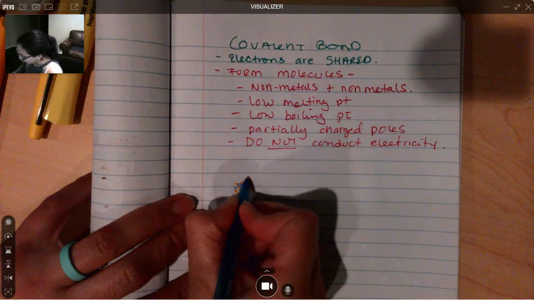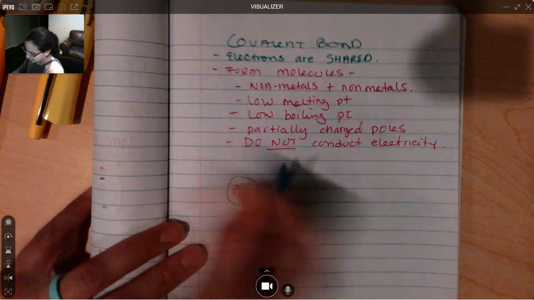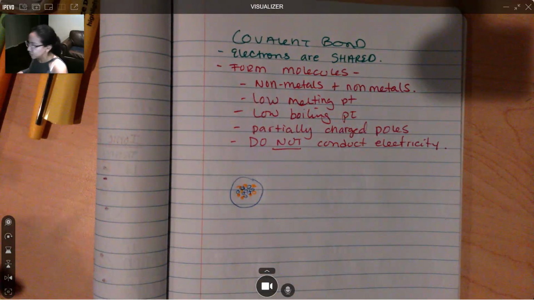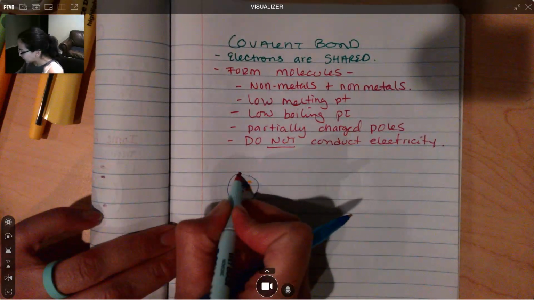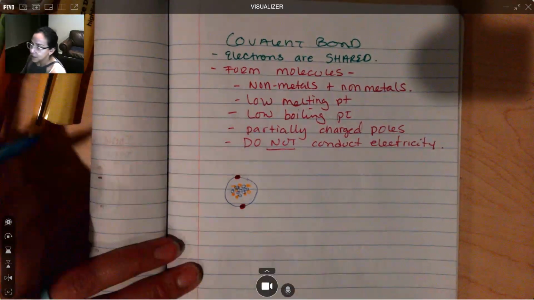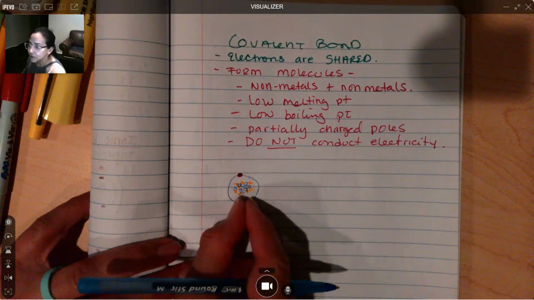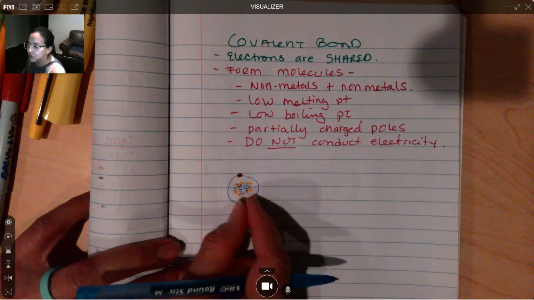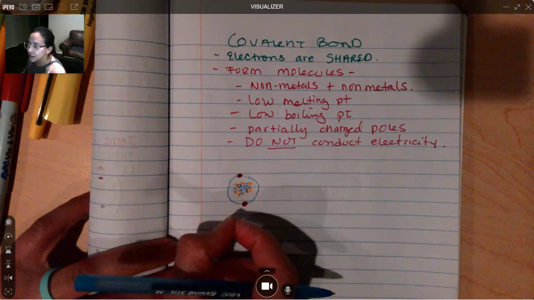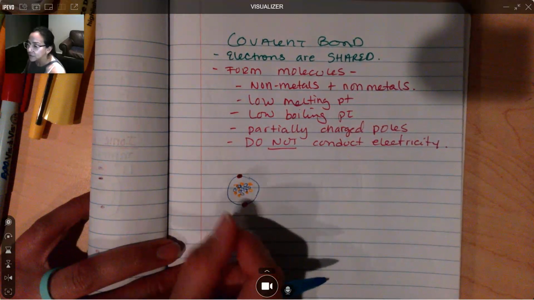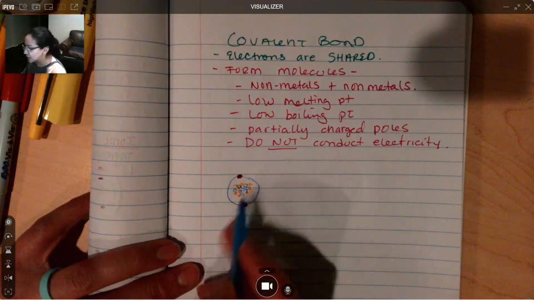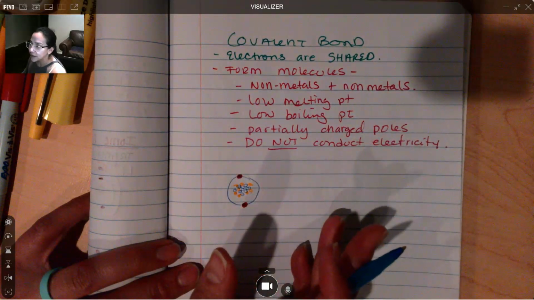I'm going to go ahead and draw my first shell. The first shell is always really close to the nucleus, right? Because the positivity of the nucleus is pulling the electrons towards it. It has a high effective nuclear charge. Now, the first energy level doesn't have any shielding effect, 0 shielding effect, right?